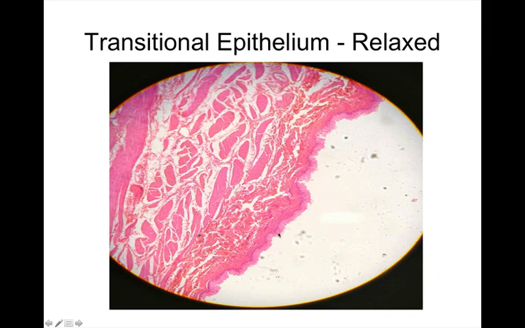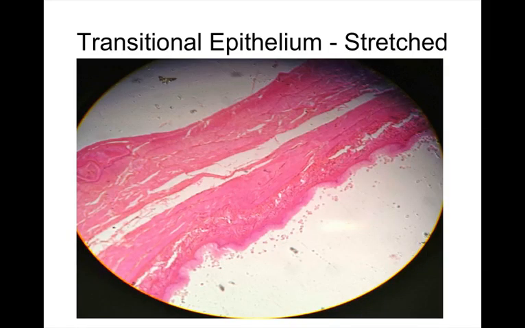Okay. Because remember, with transitional epithelium, the cell layers kind of slide past each other. So I think that makes the relaxed transitional epithelium relatively distinctive. But when you look at the stretched kind, it's hard to see cell outlines. It's hard to see layering. It is tricky to be able to do that.